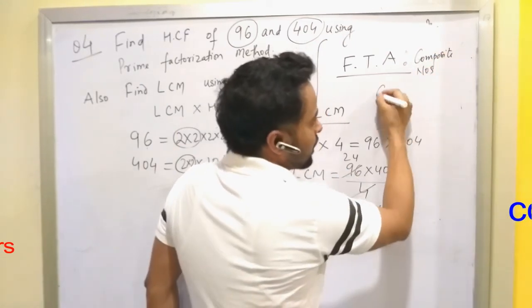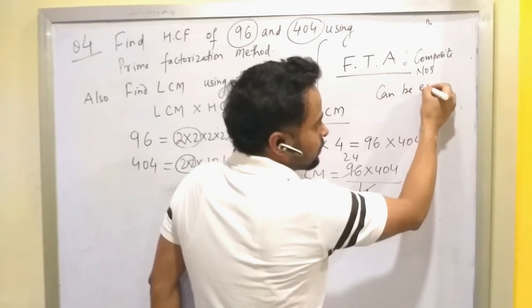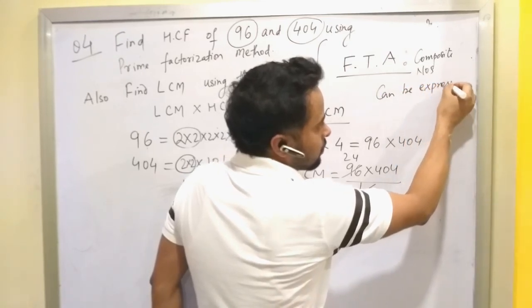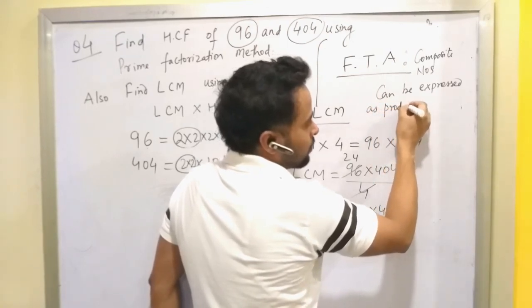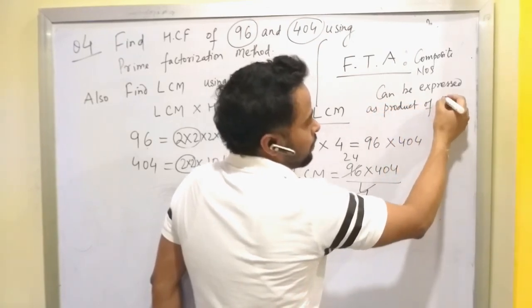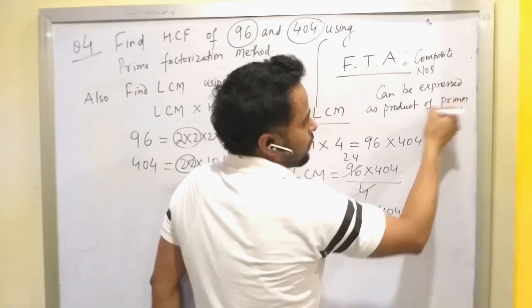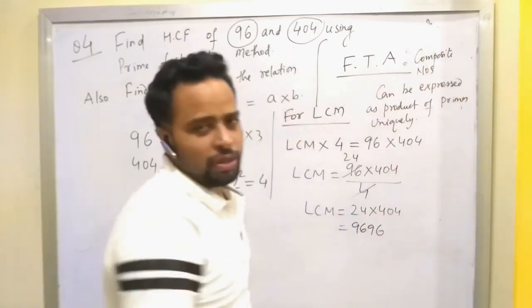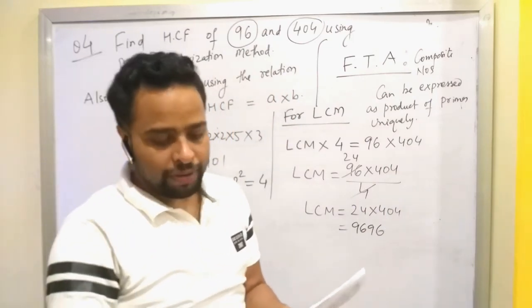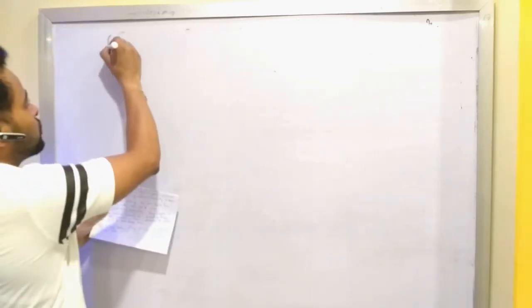Composite numbers can be expressed as a product of primes uniquely. Only this much, if you remember, that is the fundamental theorem of arithmetic. Very soon we have reached question number 5.